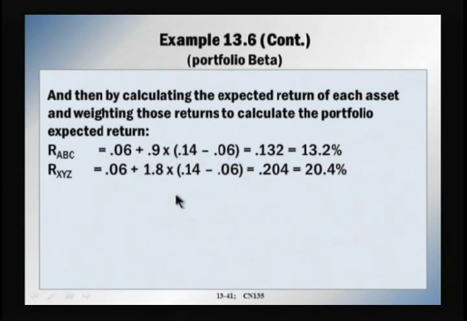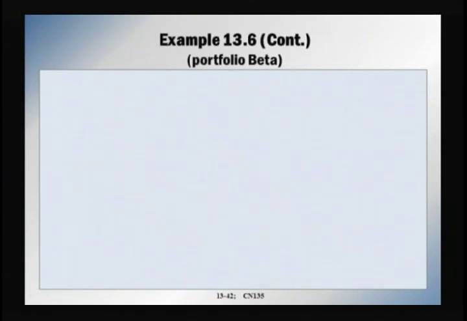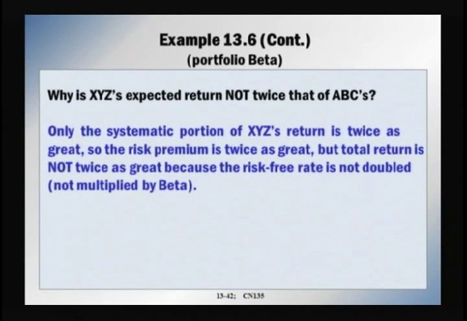In other words, when we double the beta, we double the risk premium, but we don't double the total return, because the risk-free rate is not doubled when the beta is twice as high. Only the risk premium portion is doubled, because the risk-free rate is not multiplied by beta. Only the risk premium, the market risk premium, is multiplied by the beta.